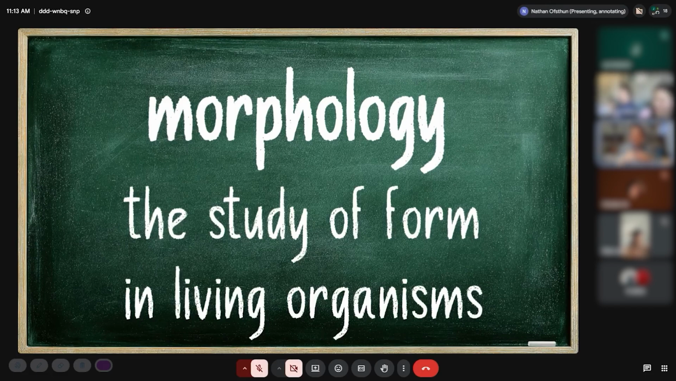So it just means that we study what something looks like, the way it's shaped, the colors, the length of something, the height of something. That is all in the study of morphology. The reason I'm talking about this big word is because today we are going to look in great detail at the morphology of an owl. Okay, so how are we going to do that?